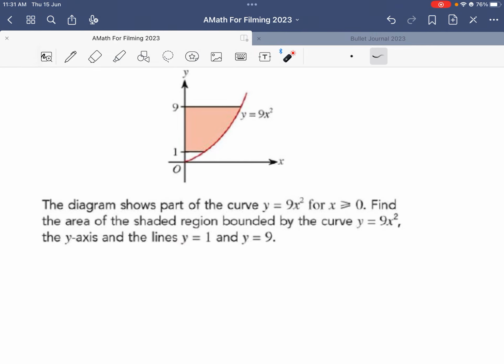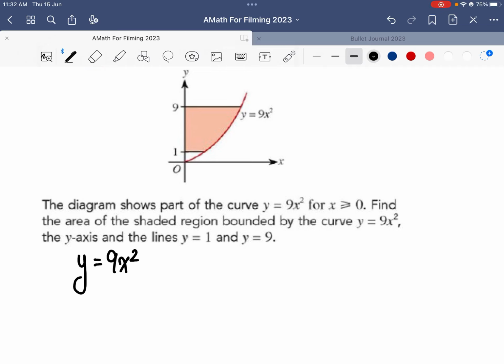Now, it is given that y equals 9x squared. Find the area of the shaded region bounded by the curve and the y-axis and the lines y equals 1 and y equals 9. So now, y-axis. Before we can even integrate with respect to y, we need to do some manipulation. So first, y equals 9x squared. Then, we need to make x the subject of the formula so that we can integrate with respect to y itself.